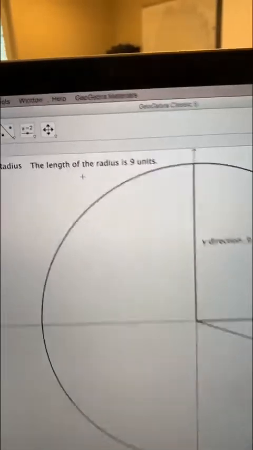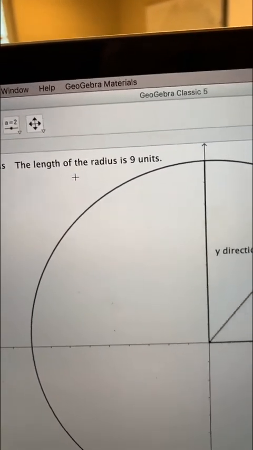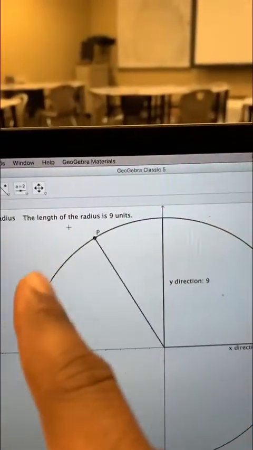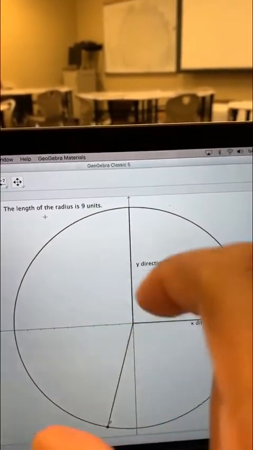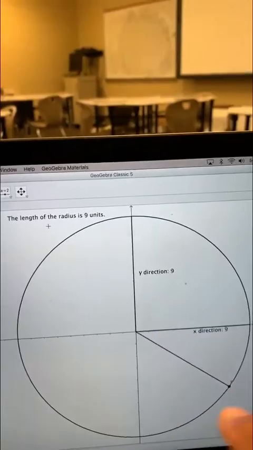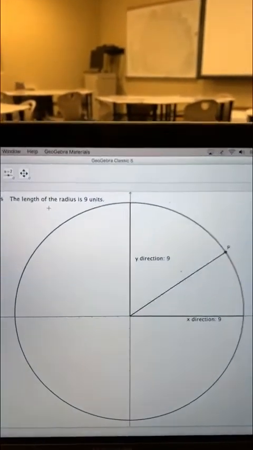And notice how it says I have a radius length of 9 units. Notice no matter how I'm spinning it, this number is not changing. It is locked at that one distance all the way around. That's what makes this a circle.